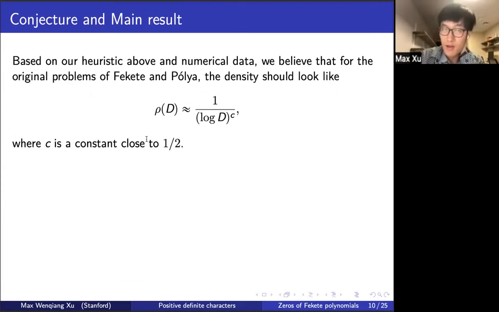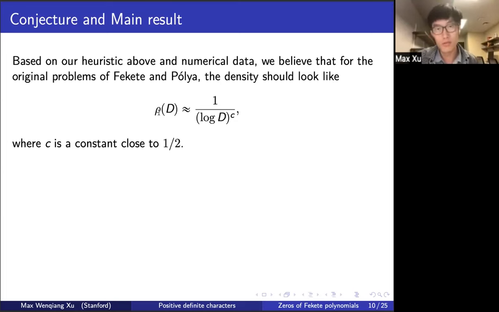So our conjecture will be that for both of the questions, either the zeros of factor polynomials or this question about being positive definite, we believe the density will tend to zero, roughly at the speed of one over log d to some constant power. Okay, that's a guess. And the previous slide, based on some probabilistic model, suggests this is the correct answer, and the numeric data also seems to suggest this is the correct direction.